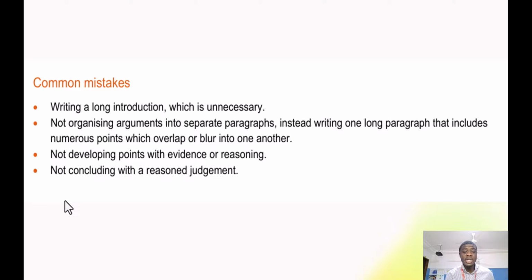Not concluding with a reasoned judgment. In your conclusion, there should always be a judgment. We need to know what you think about the debate. Okay, and learn to also develop your point. Explain the why, the how. Let the examiner know that this is what you are trying to say.